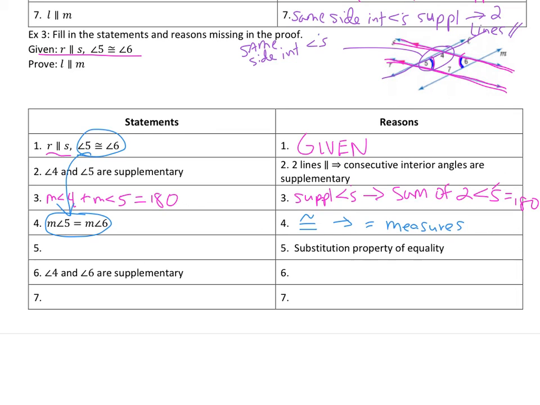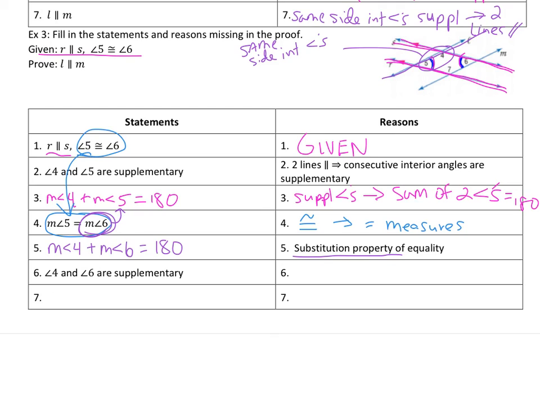For number 5, you can see that the reason is already given to you. It's the substitution property of equality. And we know we are going to have to substitute something. So look at your previous statements. We see that 4 and 5 added together gives us 180 degrees. We see that 5 is also equal to 6. So something that we could do is substitute this angle 6 in place of our angle 5. And that would be our reason for substitution right here. So we're going to rewrite it: the measure of angle 4 plus the measure of angle, and now instead of 5 we're putting 6, equals 180 degrees. And our reason that goes with it is our substitution property.